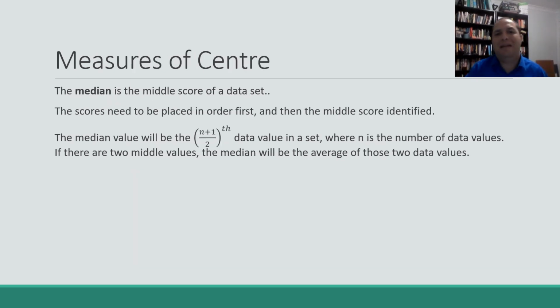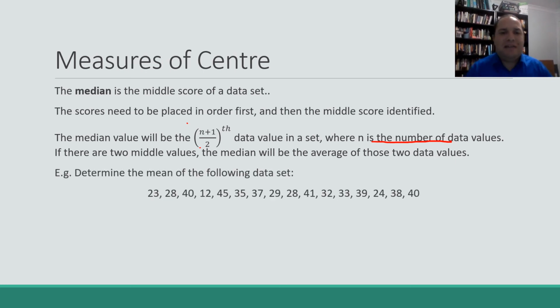Alright, finally the median. So the median is our middle score of a data set. Now the key thing with the median, the scores need to be placed in order first. So from smallest to largest, and then the middle score identified. Now the middle score is going to be the n plus 1 over 2 data value in the set, where n is the number of data values in that set. If there are two middle numbers, the median will just be an average of those two data values.